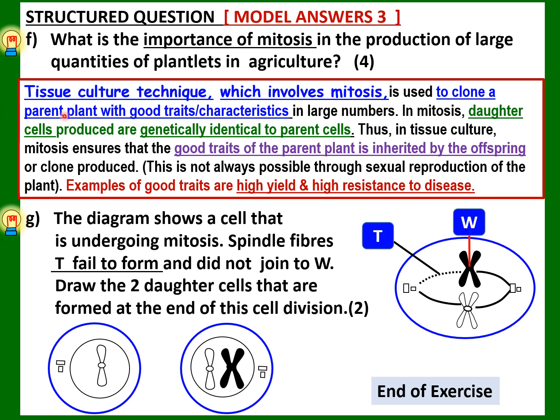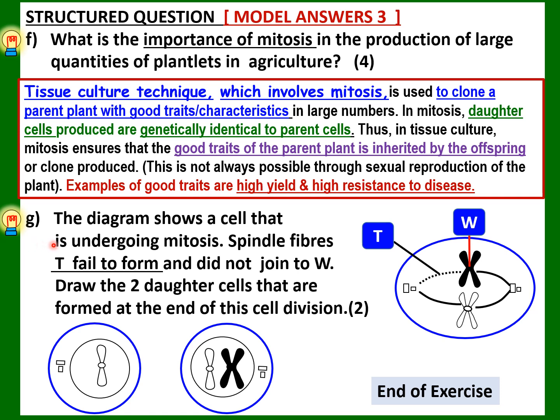That means we take out some tissues from the parent plant, like the meristematic tissues, and then we put it in the culture medium outside the body of the organism, and we allow it to divide by mitosis. So all the new cells produced that form the plantlet will be genetically identical to the parent plant where the tissues come from. Okay, so this will ensure that the good traits of the parent plant are inherited by the offspring. That is the aim of producing the plantlets, to make sure that they have good traits like high yield and high resistance to disease. Okay, so important points are the ones in color. First point, second point in green, third point here in purple, and fourth point is in red.